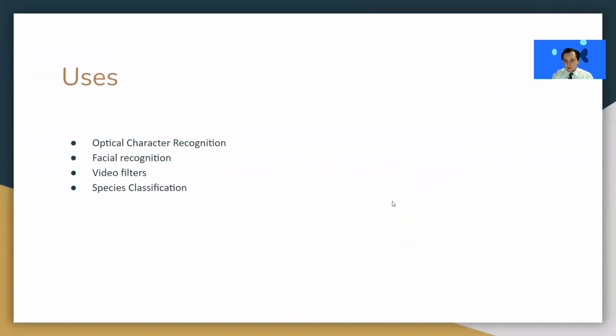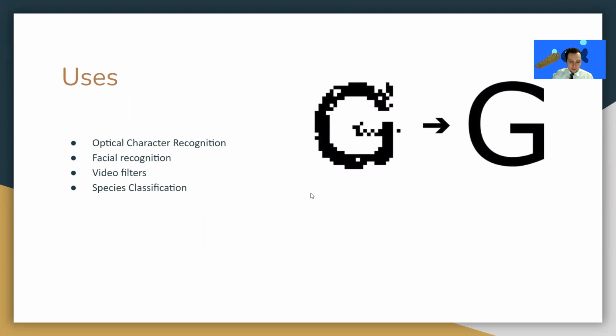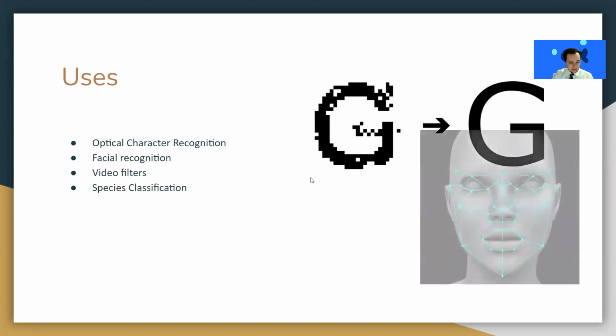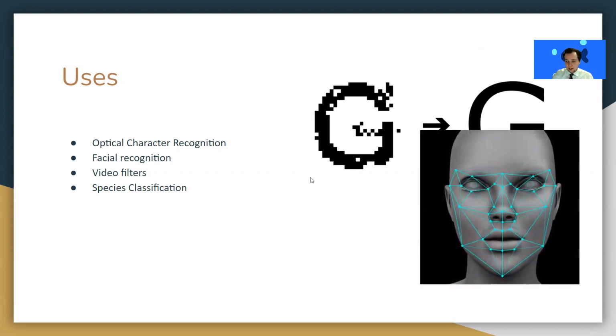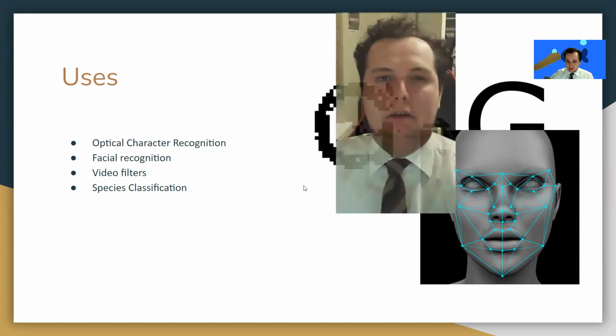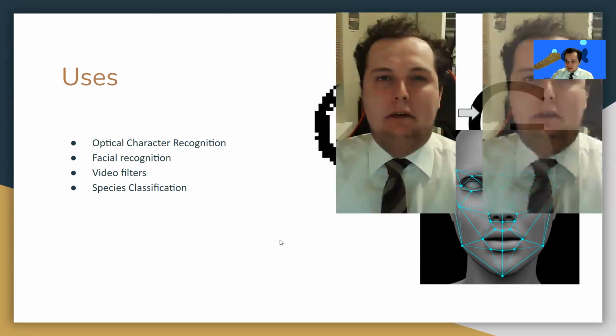The uses of computer vision are many. For instance, optical character recognition takes a fuzzy looking image such as this and is able to decipher if it's a letter and if so, which one. There's also facial recognition, being able to take an image of a face and determining if it is actually a face. One of my personal favorites is the video filter, changing a mug like this into a mug like that.